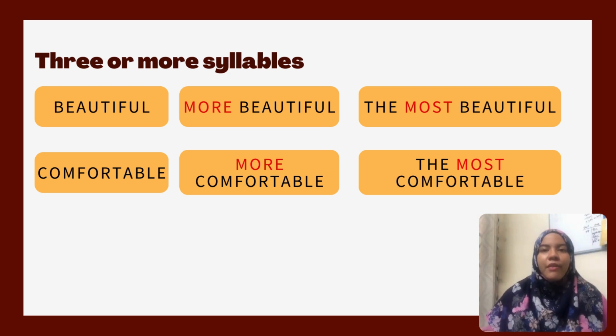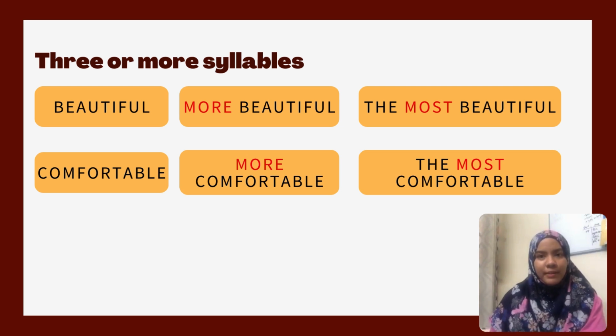Now, let's see adjectives with three or more syllables. We can form the comparative for adjectives with three or more syllables by putting more in front of the adjective, and the superlative by putting most in front of the adjective. Can you think of some adjectives with three or more syllables? Let's look into some of the examples given.